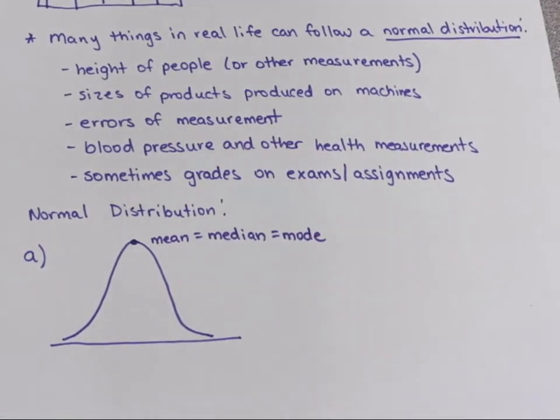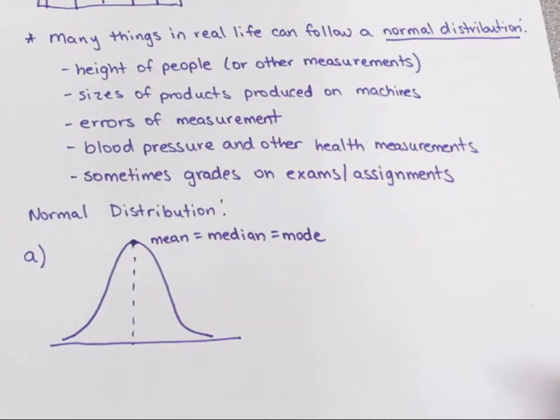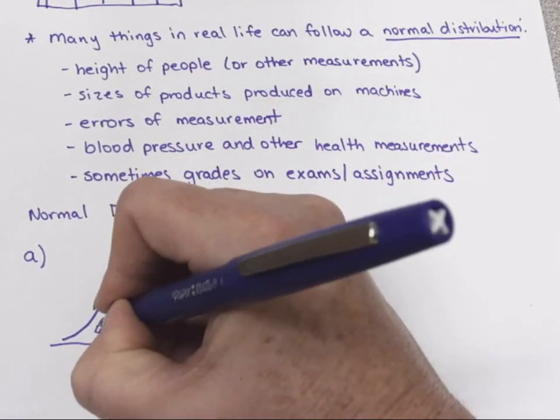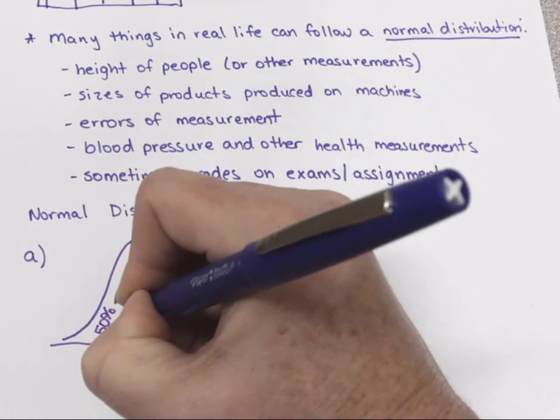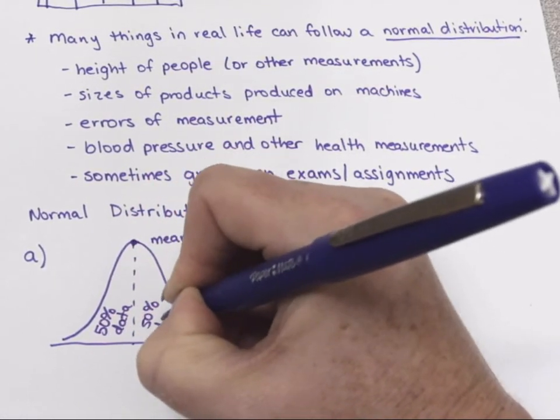Mode means the most frequent. And so a true normal distribution is perfectly symmetrical, which means that 50% of your data is to the left and 50% of your data is to the right.